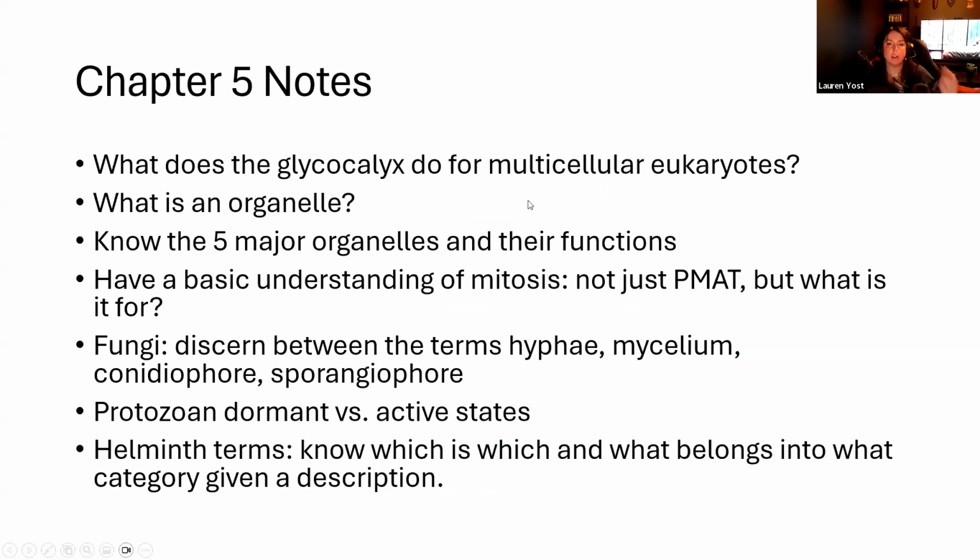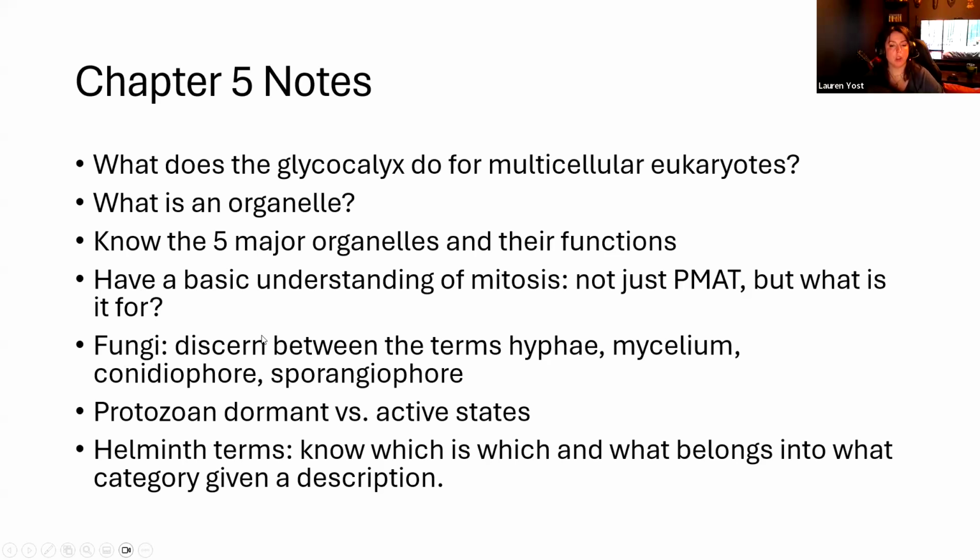So what does it look like? Okay, let's do for multicellular eukaryotes, extracellular matrix, kind of what holds your cells and your organs and stuff together. An organelle is a membrane-bound functional unit in a cell, like the mitochondria. 5 major organelles and their functions, we kind of went over those. Basic understanding of mitosis, not just PMAT, but what is mitosis for? So creating identical daughter cells, right? Not for sex cells. That's meiosis.